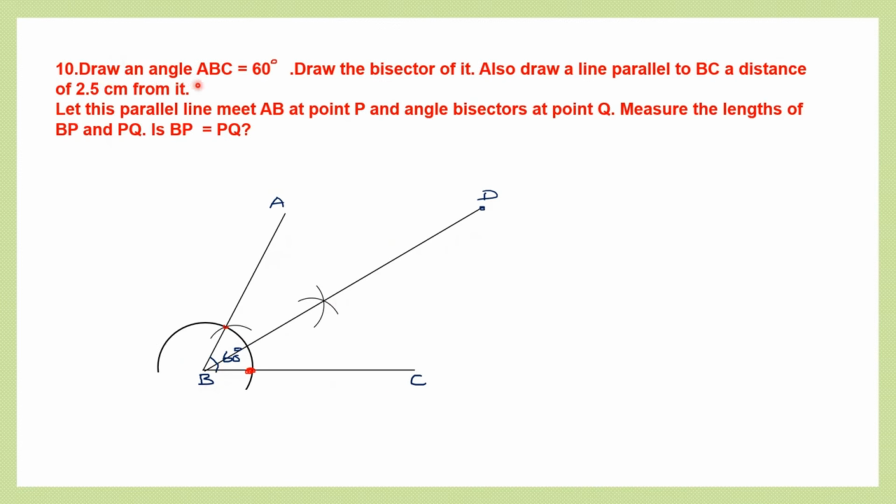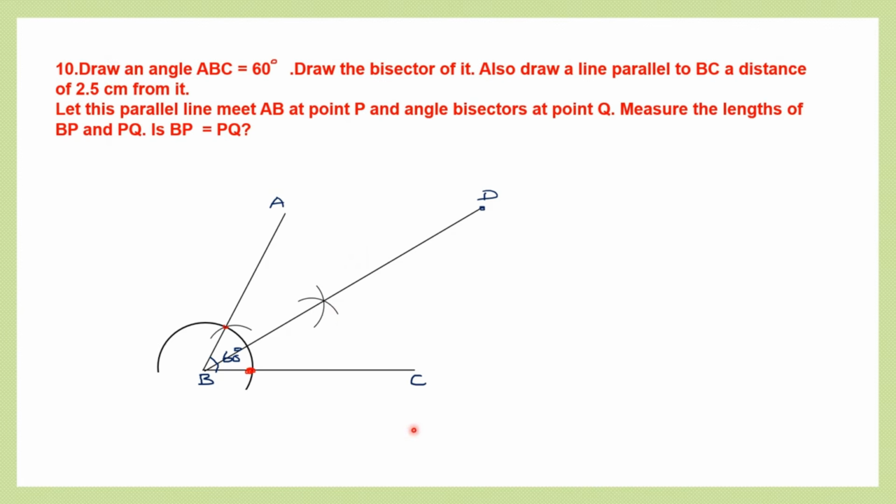So we finished the first part. We drew an angle of 60 degrees. Then we also drew the bisector. Now we are asked to draw a line parallel to BC, a distance of 2.5 centimeters from it. So here we are going to draw a line that is parallel to BC. Again, a distance is given to us. So we know when a distance is given to us, how to draw a parallel line. And the distance here is 2.5 centimeters.